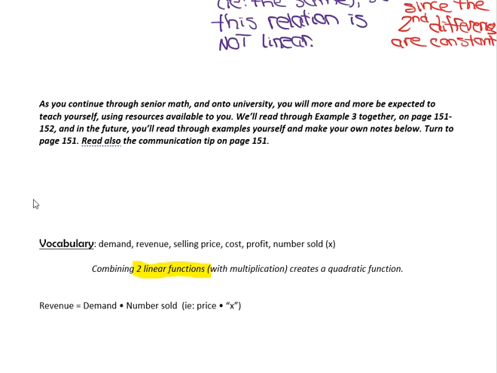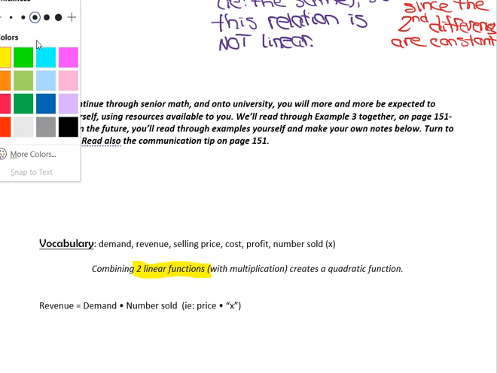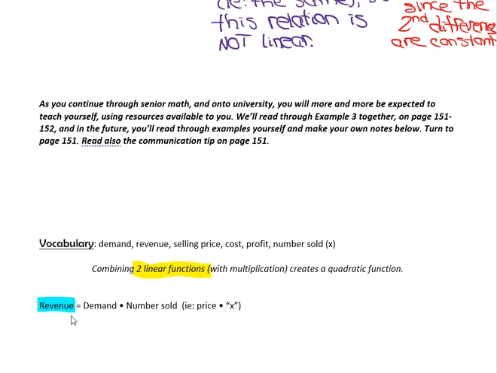And here's the big example of that, this formula that I have down here. Revenue means money coming in, any money coming in. You pick up a quarter off the ground, there's revenue. But generally for the problems we do, it's the demand times the number sold. And another word for demand, which doesn't seem intuitive, is price. Price is the amount that you're asking for your product, and the number sold, we use x for that. So that's an important formula.